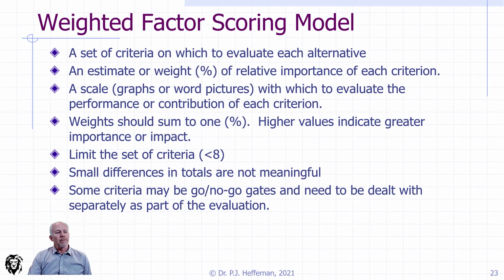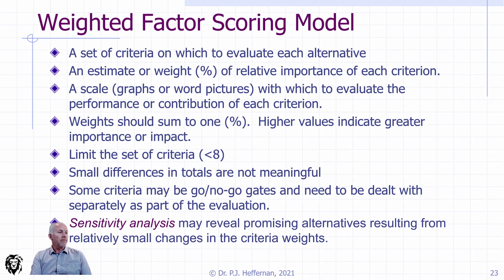Now, the other thing to keep in mind is that you may have established some criteria as go-no-go gates. So if you pass the gate, then you're going to consider the project or the alternative. If you don't pass the gate, you're not going to consider it. And so that may also play into the weighted factor scoring model, but it may be superimposed ahead of it or during it and needs to be dealt with separately.